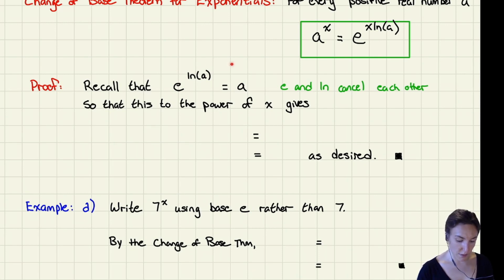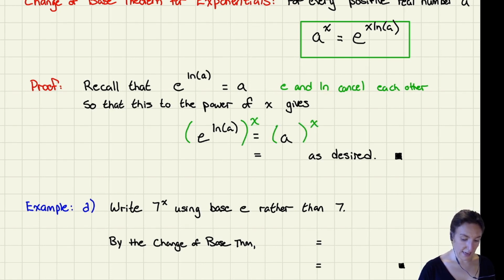So if you start with this, which is something you're more familiar with, e to the ln a, that's equivalent to just a. And then I take all of this to the power of x. Then I get that rule. Because that x is in the exponent, you can write it out front, and then you have a to the x.